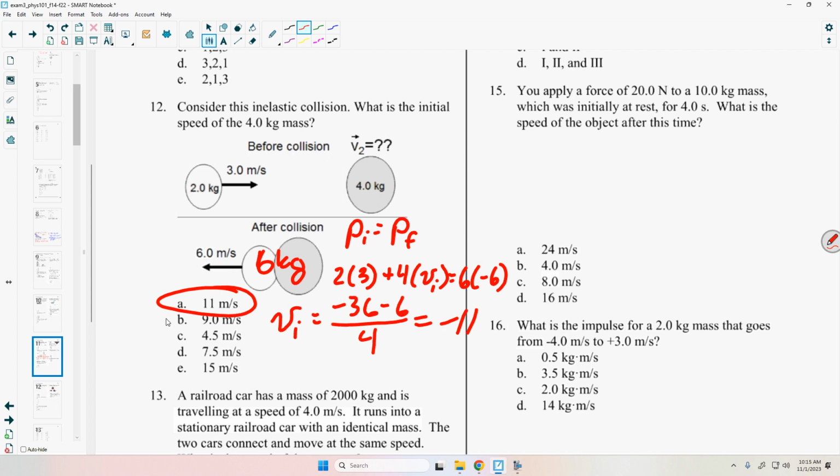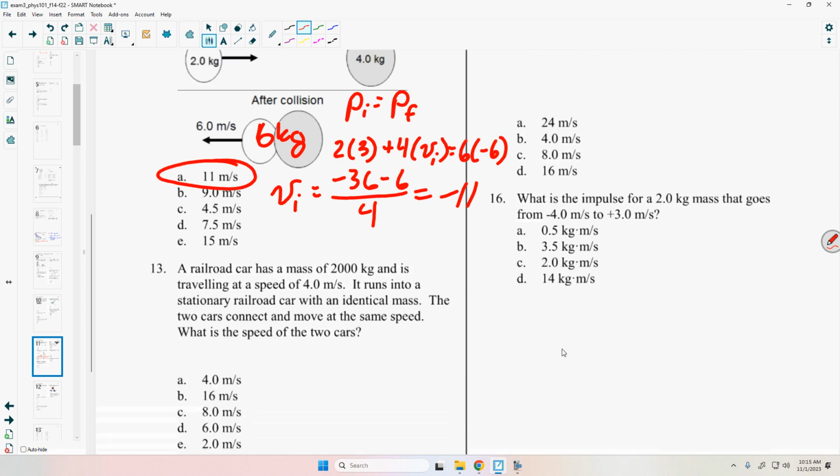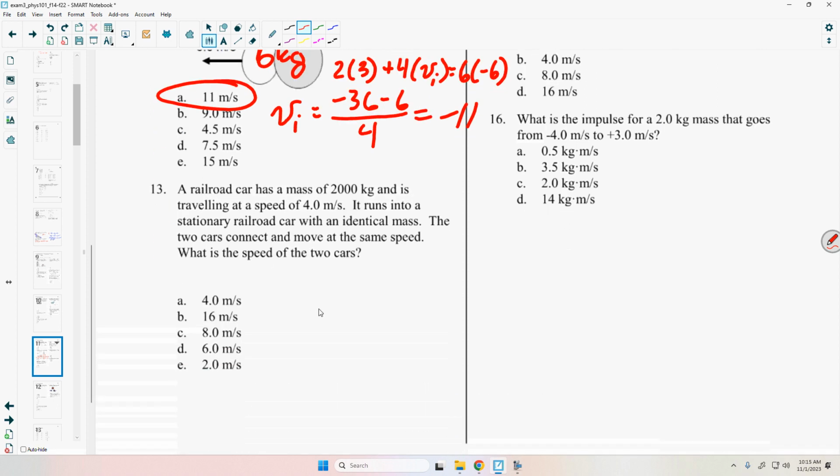Let's see. Number 16, remember impulse, that's just change in momentum. Notice the speeds change. So it's going to be 2 times the sum of those 2 speeds. Since they change direction, I get a rebound. So it's going to be 2 times 7 or 14. Number 16. Number 13 is one like we just worked.